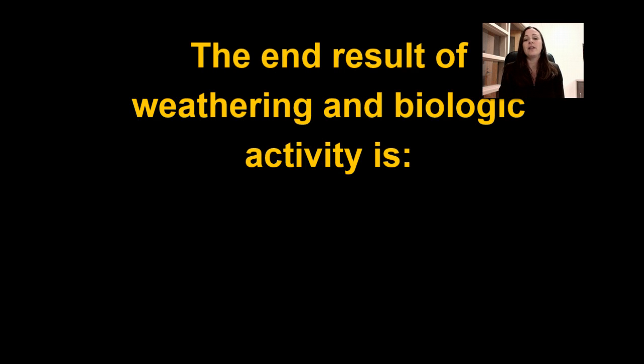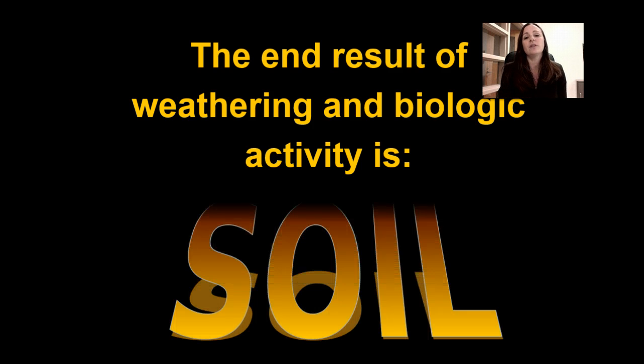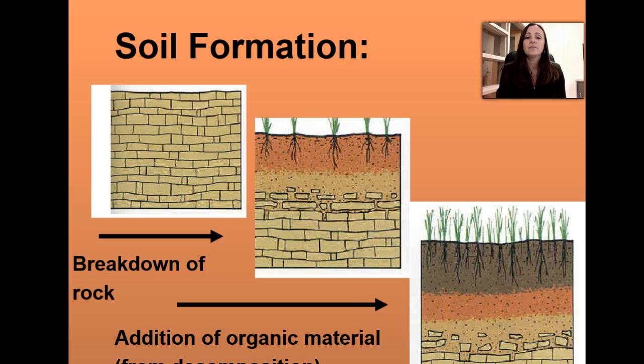Now, the end result of weathering and biological activity, as we said, was sediments, but over time it results in soil. Let's talk about how this happens. How does soil form? Well, soil forms by the breaking down of rock and adding organic material through decomposition. So we're talking about the dead plants and animal parts and all kinds of leaves and all debris that was once alive. It gets into the ground, and over years and years and more breaking down and more weathering occurring, it forms soil.